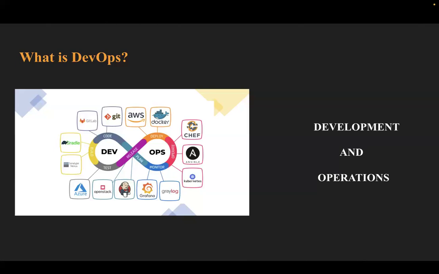DevOps contains two fields, Dev and Ops. Dev means development, Ops means operations. Development and operations combined is known as DevOps.